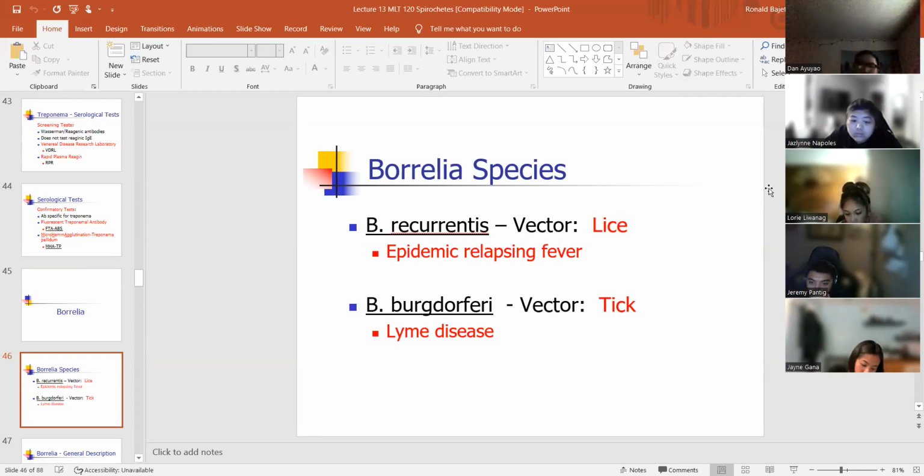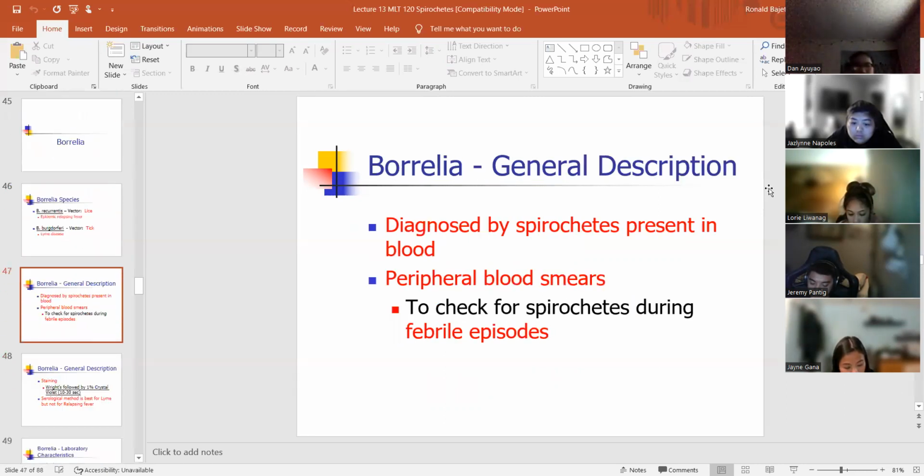The other one is Borrelia burgdorferi. This is the organism that causes Lyme disease. Burgdorferi causes Lyme disease, and the vector is the tick. So remember, recurrentis, relapsing fever, and burgdorferi for Lyme disease. You'll just have to memorize that Borrelia burgdorferi causes Lyme disease and the arthropod vector is the tick, and for relapsing fever, it's lice.